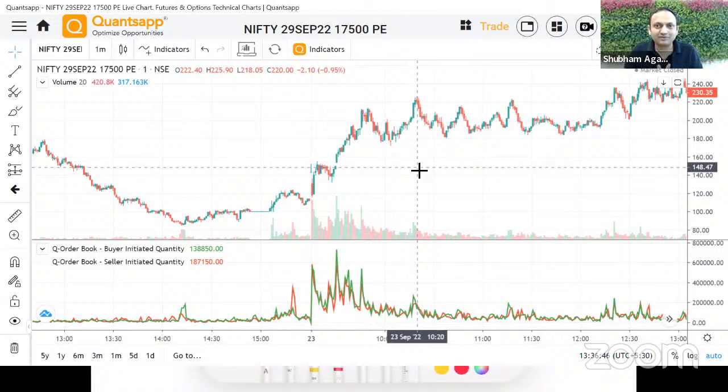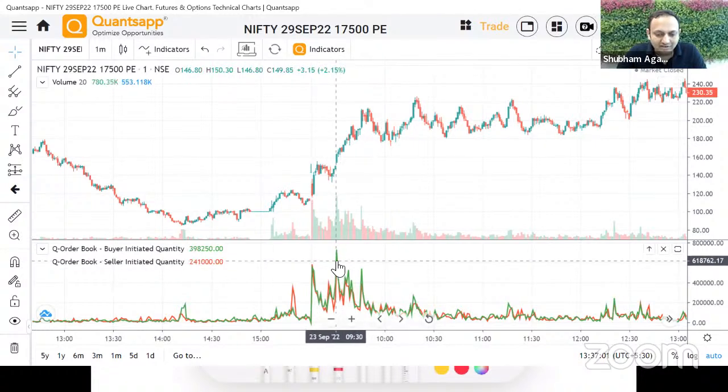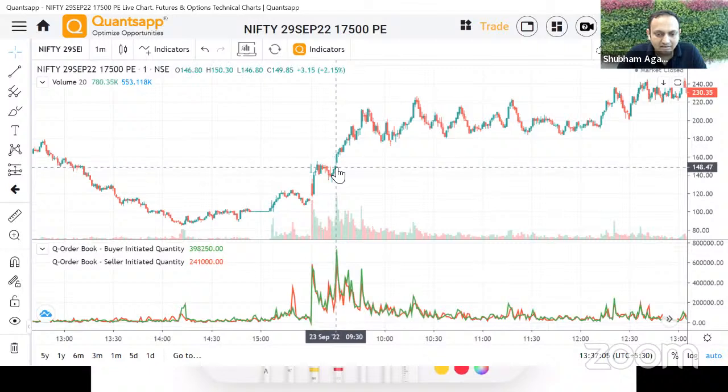Even though it is a put, which basically means a bearish view, I'm buying a put option. So I need the green bars, right? I want to see how many people are buying the put option at the ask price, so I want the green ones to be higher. You can see this was the point when the green was significantly higher, and this is the same time we had that signal on the Nifty futures also.